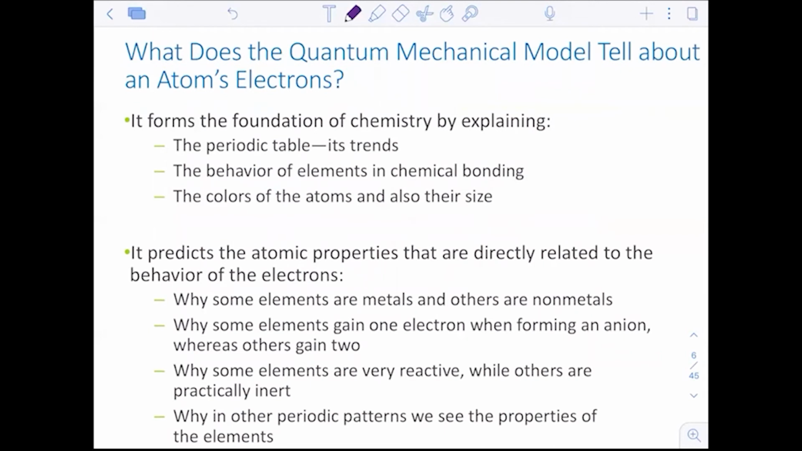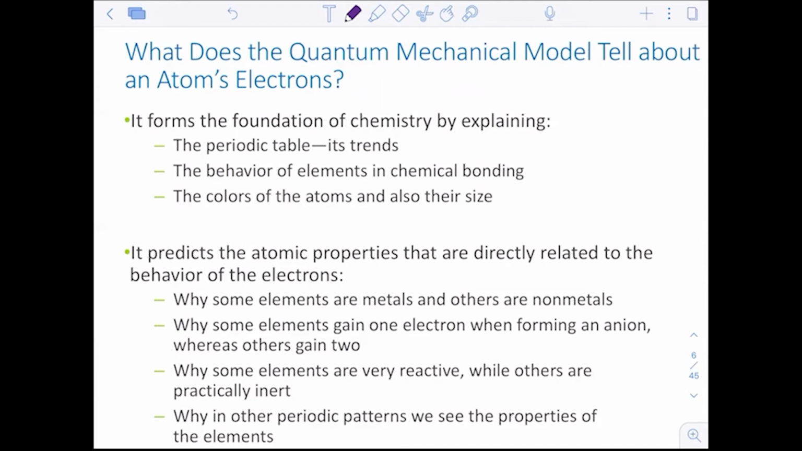Quantum mechanics is the foundation of chemistry. It explains our periodic table, which was developed before quantum mechanics. The periodic table was 150 years ago. Quantum mechanics was only 100. So the periodic table was set up, and now we can explain why it works the way it does. It's beautiful. We can also explain the behavior of elements in chemical bonding. That's something that we'll get into a little bit this semester, a lot in Chem 150, and even more in organic chemistry if you have the joy of continuing.